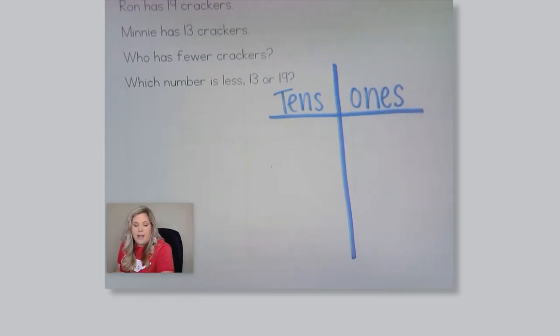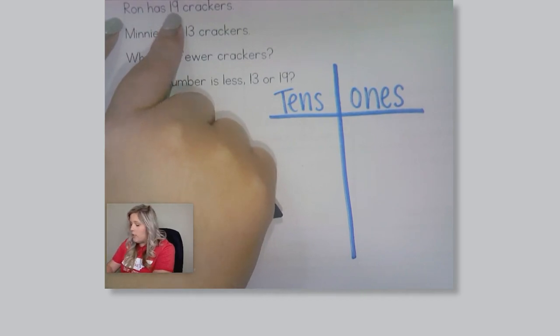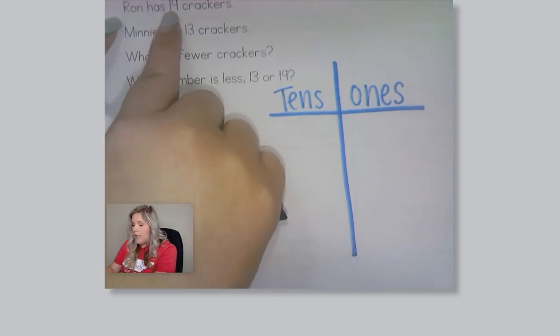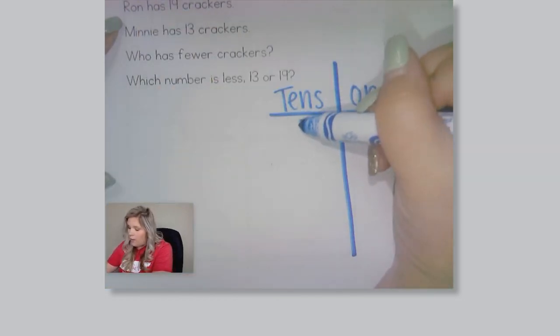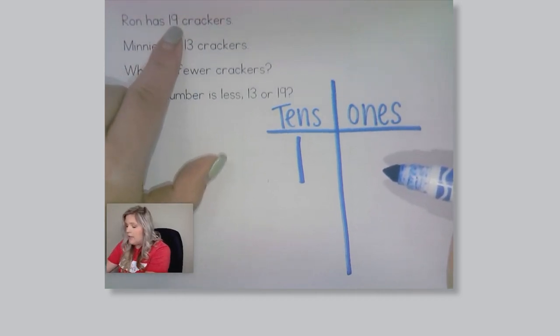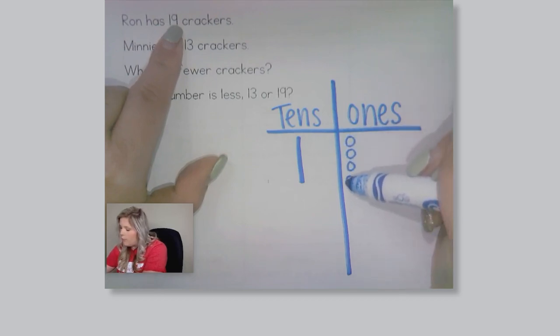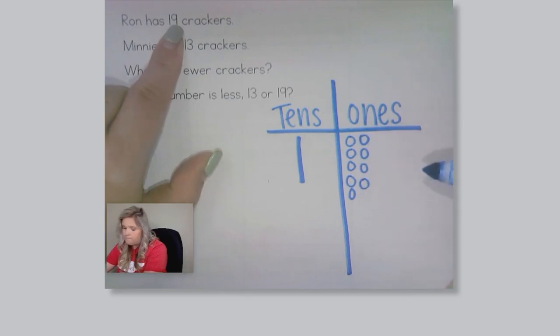Okay. Now I'm going to model the number of crackers that Ron has. And my story tells me that Ron has 19 crackers. So I'm going to draw a quick draw of the 10s and 1s in 19. When I look at the number 19, I can see that there's a 1 in the tens place, so I need to draw 1 10. And then if I look at the number 19, I can see that there's 9 in the ones place. So I'm going to draw 9 ones, which are circles. 1, 2, 3, 4, 5, 6, 7, 8, 9.